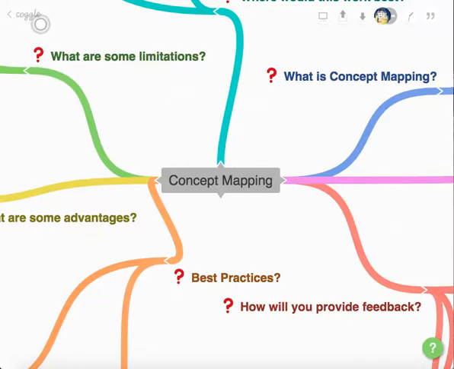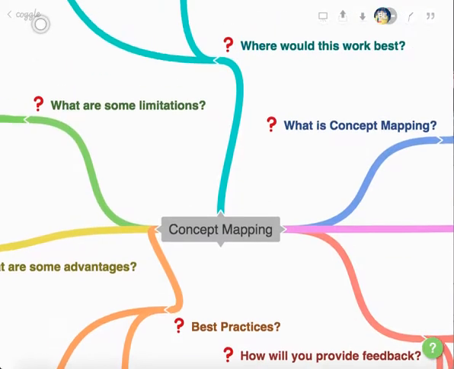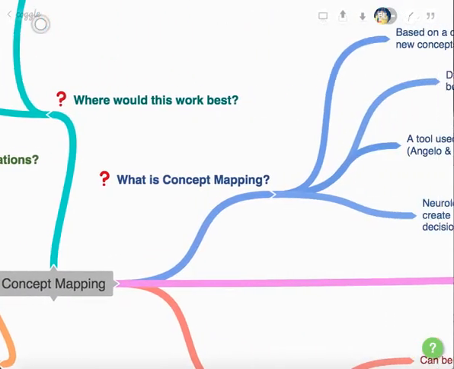Today, I'm going to be discussing Classroom Assessment Technique 16 from Angelo and Cross's textbook, which is concept mapping. Let's get started. What is a concept map?